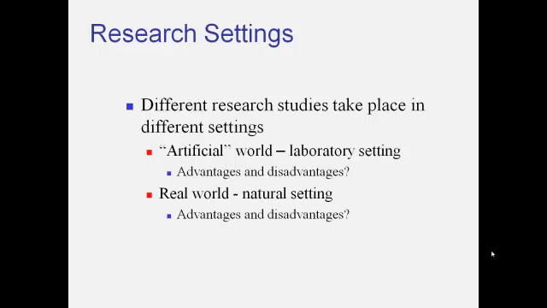Okay, another important thing to consider is the setting of your research. You might do your research in an artificial laboratory setting, or you might do it in a real-world natural setting. And each of these settings has some advantages and some disadvantages. If you're running an experiment and you want to look at a specific relationship between variables, you want to see if manipulating one variable causes changes in the other. Let's say you're testing a new drug and you want to see if this drug has an effect on treating depression.